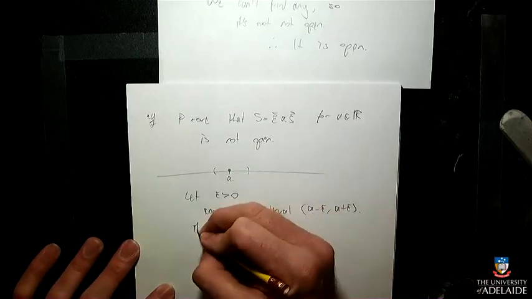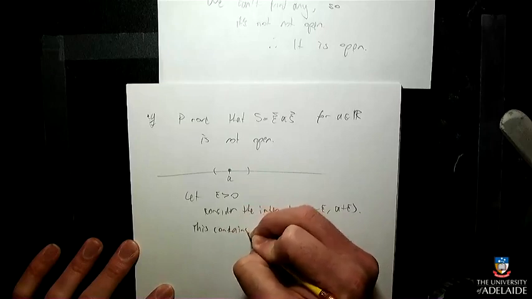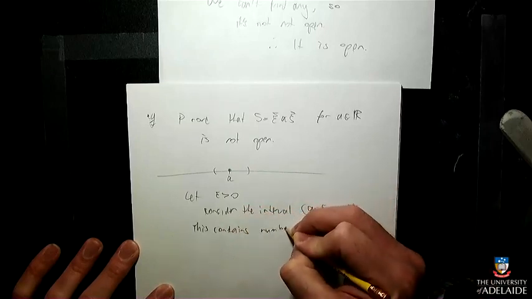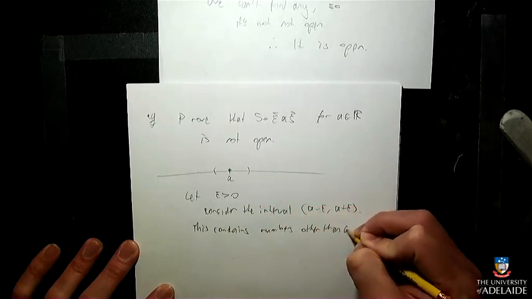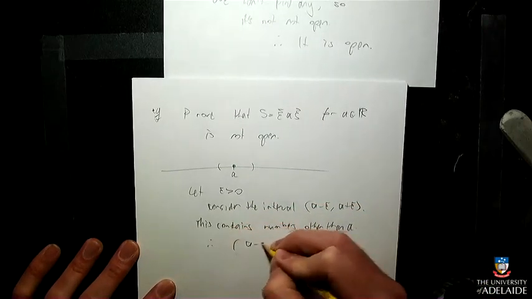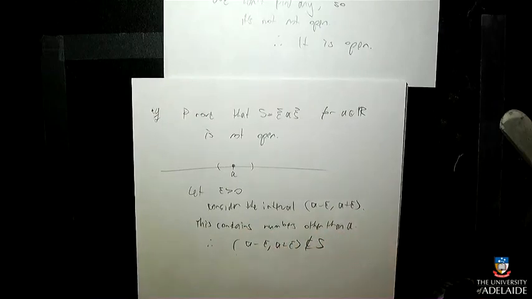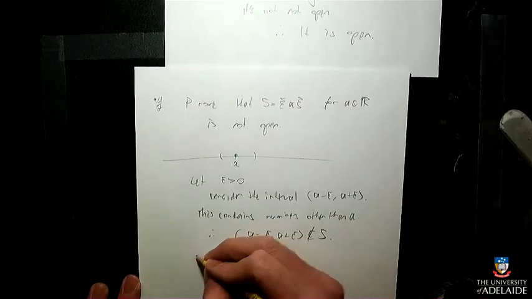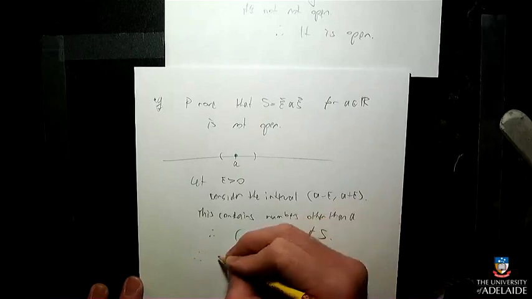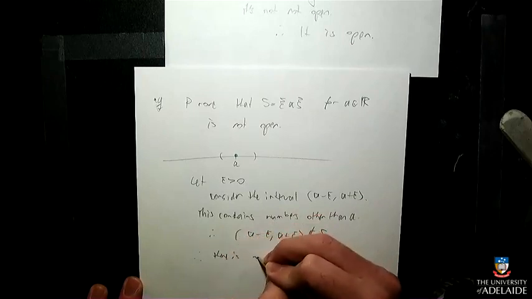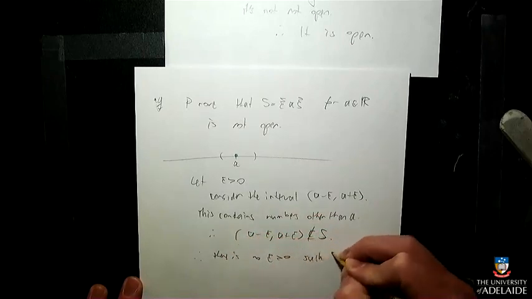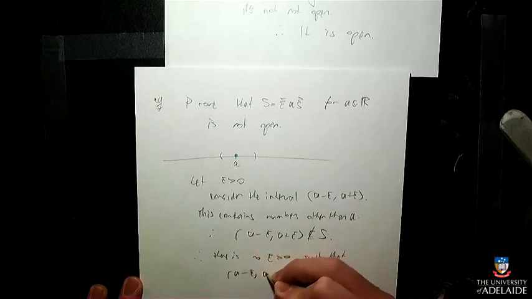So I can just say this contains numbers other than a, and therefore is not contained in S, because S is just A. And therefore, there is no epsilon greater than 0 such that a minus epsilon, a plus epsilon is contained in S, and so therefore S is not open.